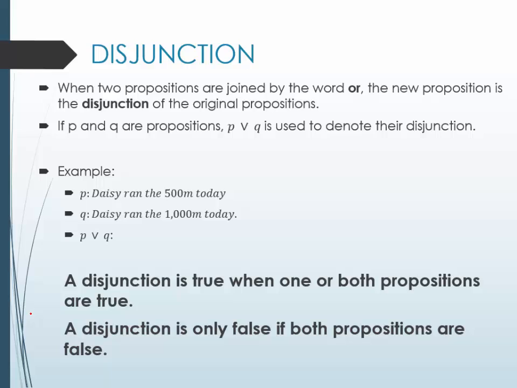So here's an example. Let's have Sarah read this nice and loud for the people on the video to hear. So go ahead, Sarah. Anytime you feel like saying it, you are welcome to read this particular example up there on the board. Go ahead. Daisy ran the 500 meters today. Daisy ran the 1,000 meter today. The disjunction Q. And then we're going to write P disjunction Q.